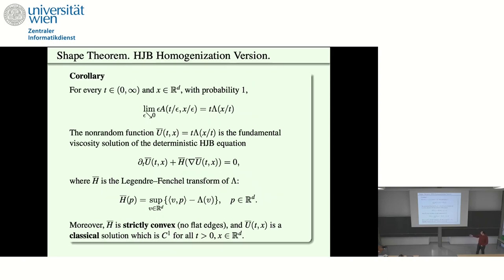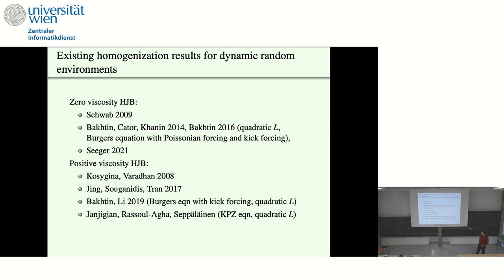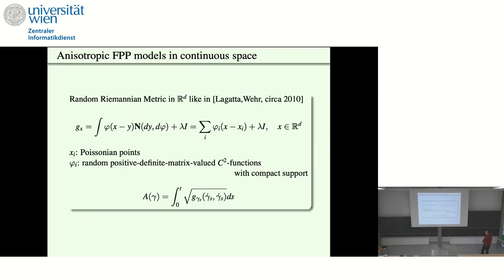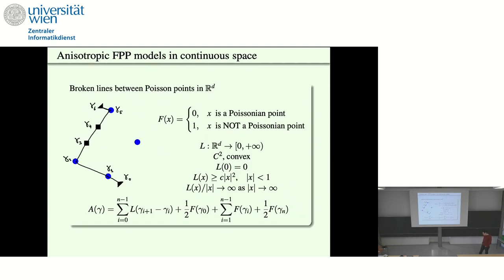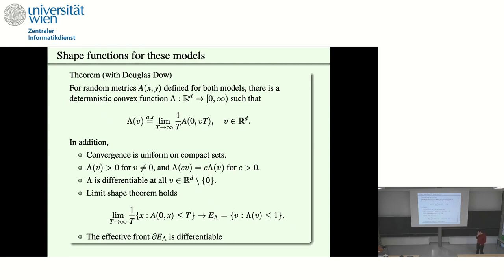I should now just mention that these are all the papers that are known to me about Hamilton-Jacobi equation homogenization. And also I just want to mention that these things work for FPP. So if you have a random Riemannian metric like this, or some FPP model, a la Howard-Newman, then you also have the smoothness of the shape function, of the homogenized front in FPP.